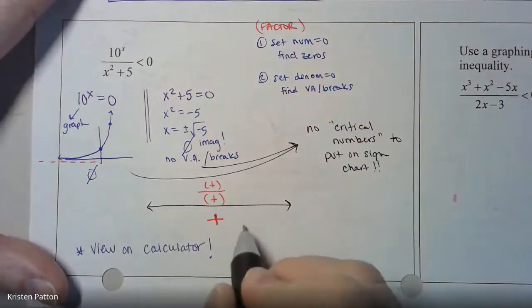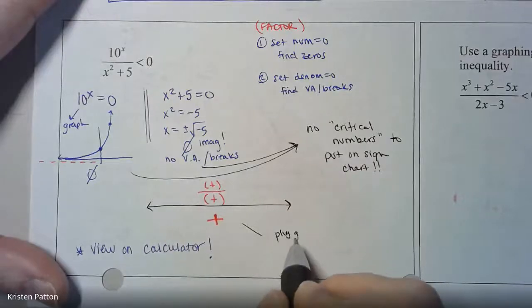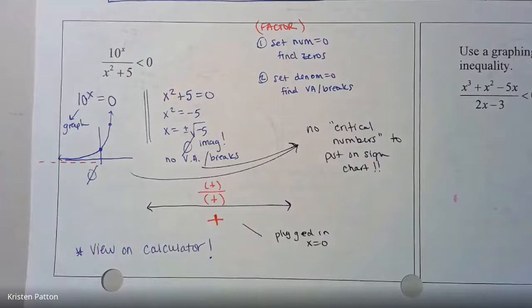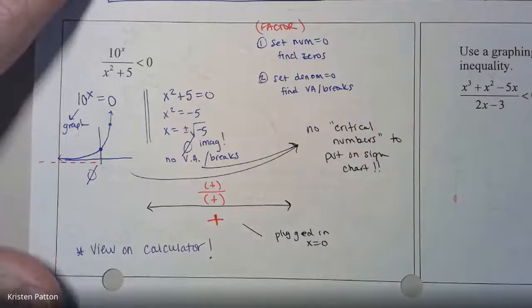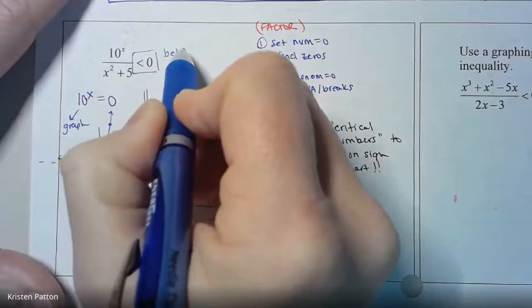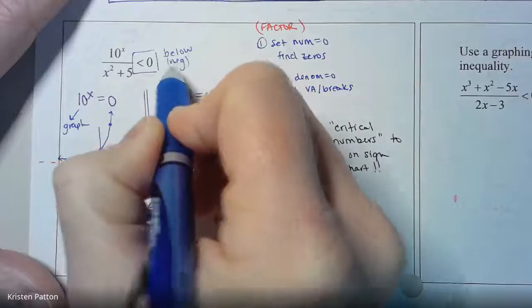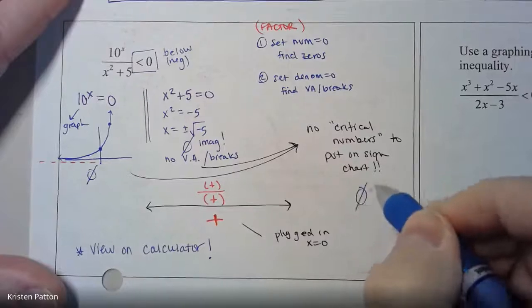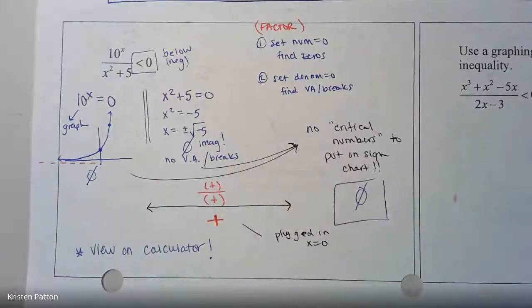And by plugging in a 0, I plugged in x equals 0. I picked my favorite, easiest number. We see it's positive. Well, what did they ask? From the very beginning, they said, when is this graph less than 0? Below the x-axis or negative? It's never negative. This graph is never below the x-axis.